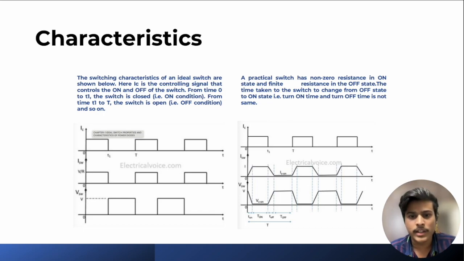Now let us see the characteristics of a practical switch. The practical switch has non-zero resistance in on state and finite resistance in the off state. The time taken by the switch to change from off state to on state, that is turn on time, and turn off time isn't the same. But when it comes to the ideal switch, the turn on time and the turn off time are the same.